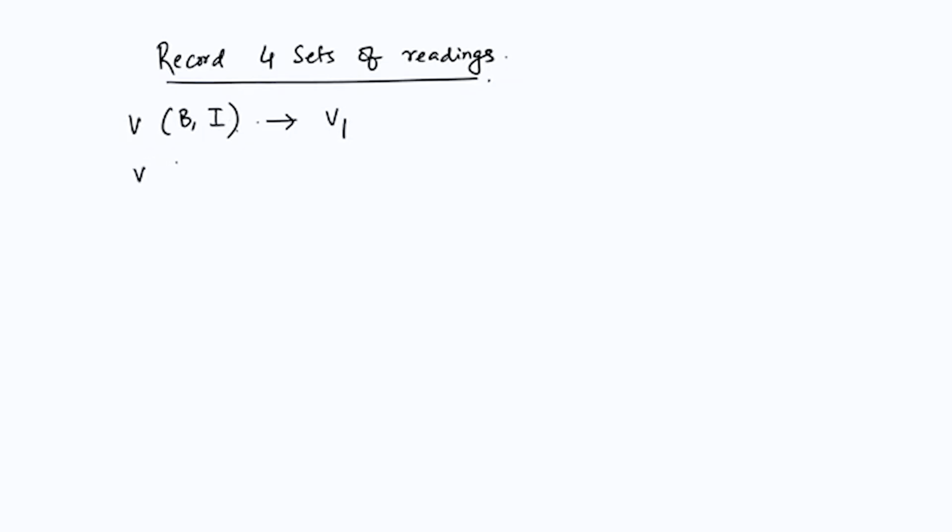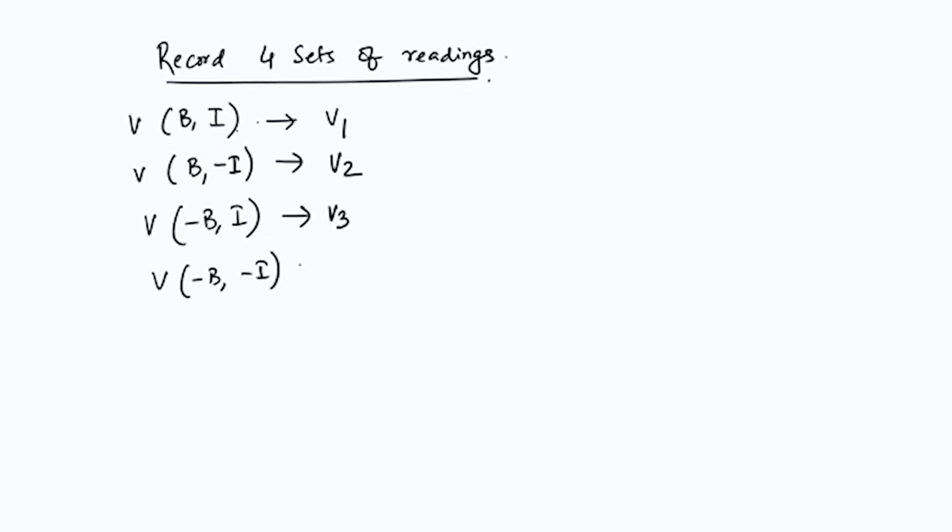Now you change the direction of current, by changing the pole pieces of the battery that is driving the current. Let's call that V2. Now you take minus B and I, that is, in the electromagnet you reverse the pole pieces and measure, which is known as V3, and then finally you have minus B minus I, which let's call V4. Okay. So this V3 is for the reverse field, and V4 is the reverse field and the reverse current and so on.